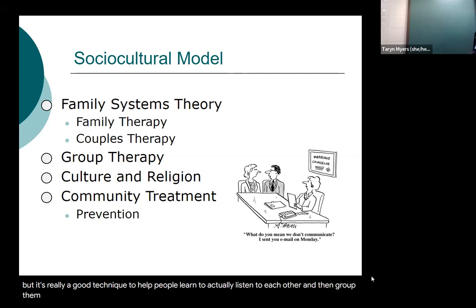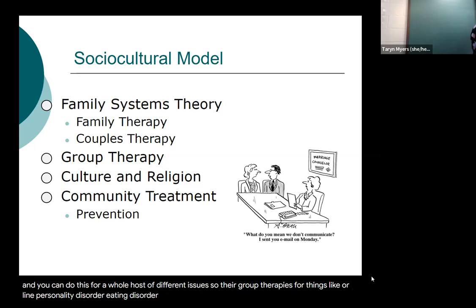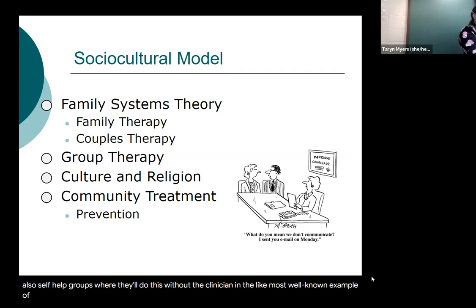And then group therapy takes advantage of being able to learn from other people, gives folks additional support, and you can do this for a whole host of different issues. So there are group therapies for things like borderline personality disorder, eating disorders, depression, anxiety, things along those lines. There are also self-help groups where they'll do this without the clinician. And the most well-known example of a self-help group is AA, right? Alcoholics Anonymous. So typically you don't have a clinician, but the group focuses on helping each other.